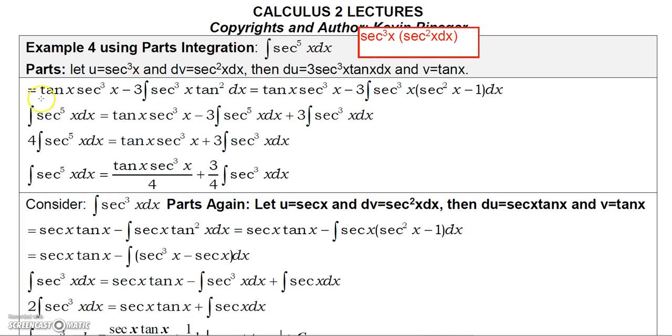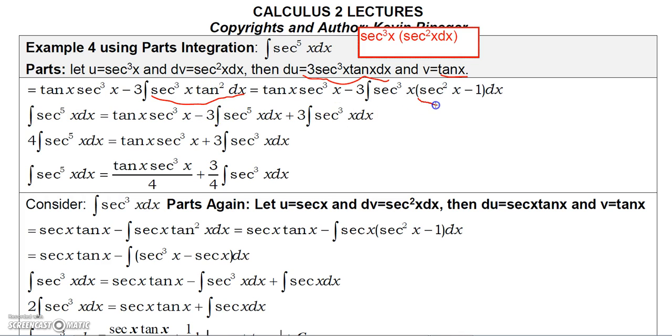Okay, now doing the parts formula, you have uv, so that'd be the tangent x times secant cubed x, then minus the integral of v du. If you take the tangent x and multiply it by the du, you get 3 secant cubed x tangent squared x. I moved the 3 outside the integral, but notice I have the secant cubed x tangent squared x here.